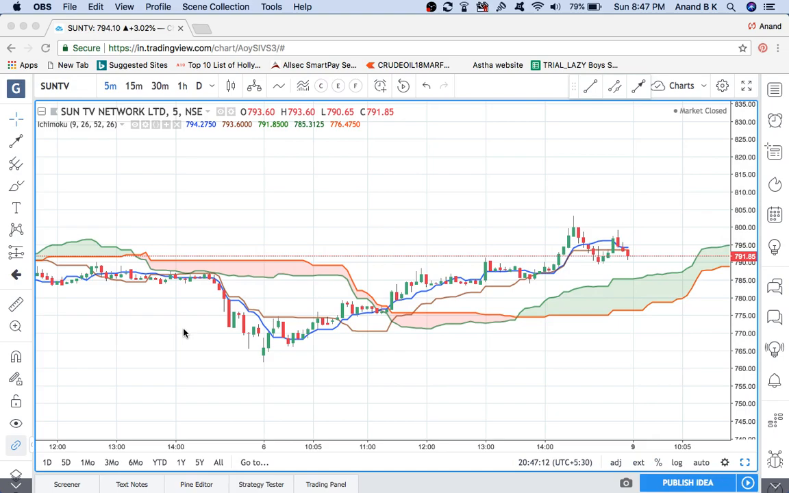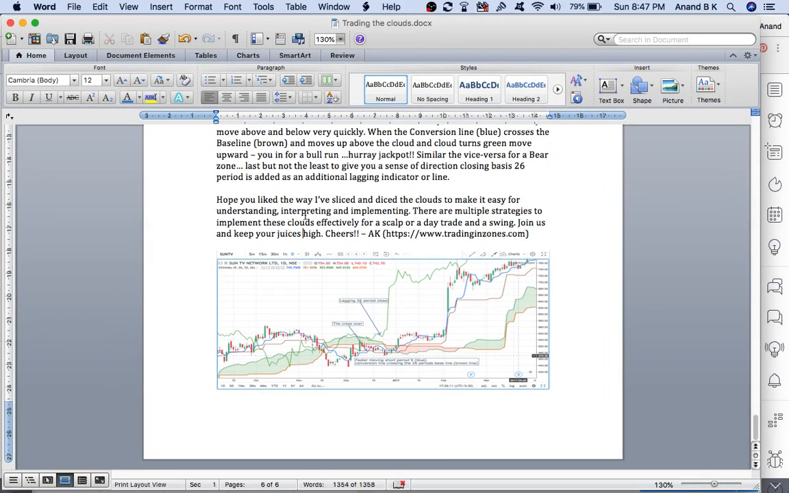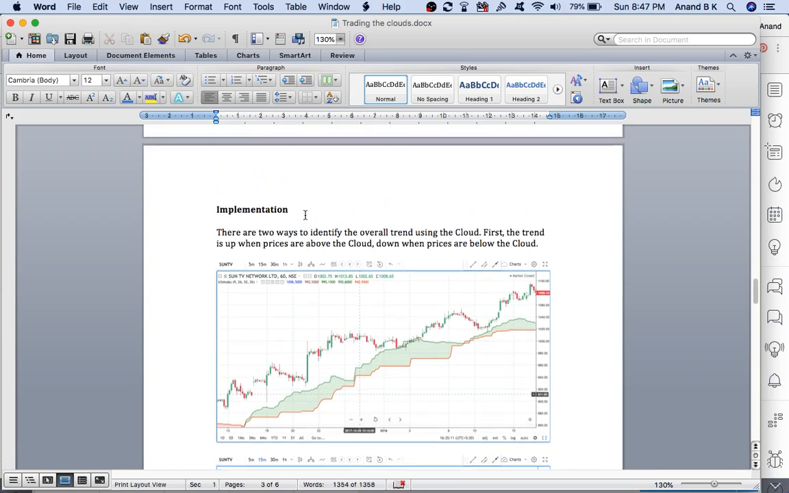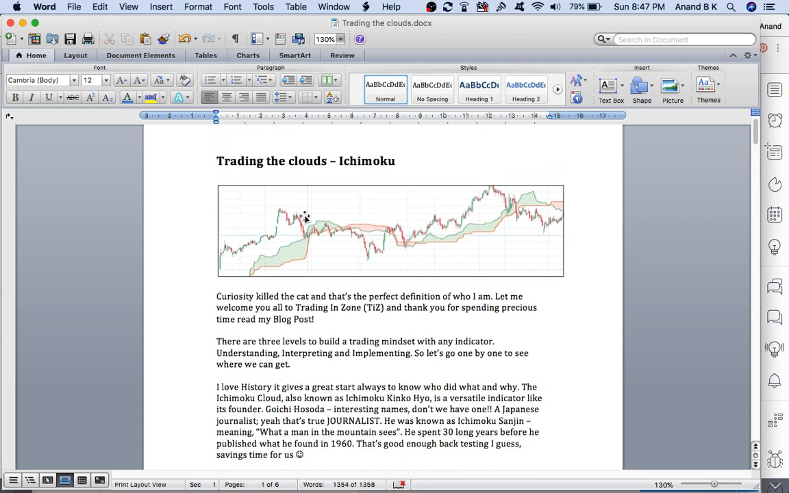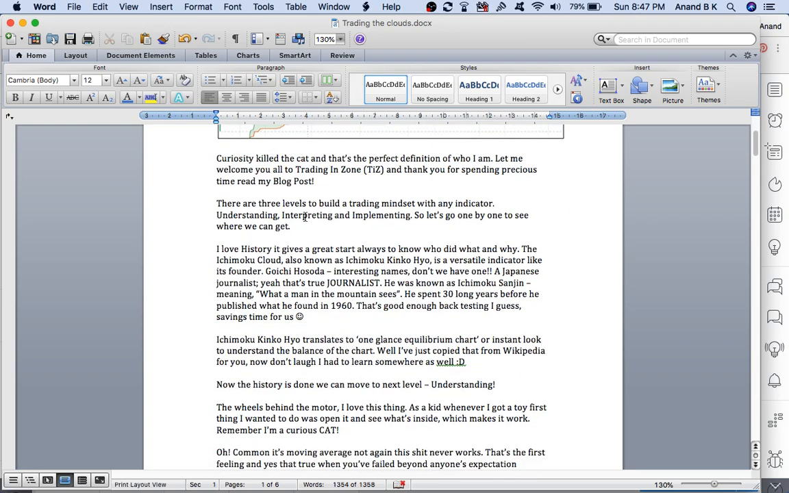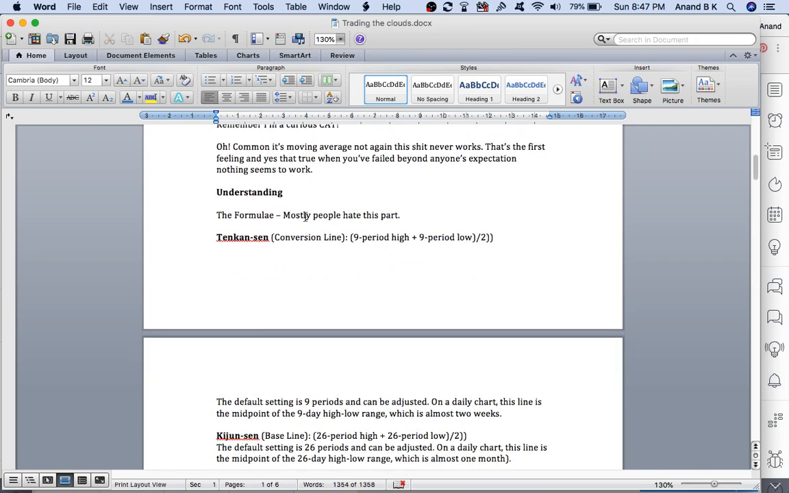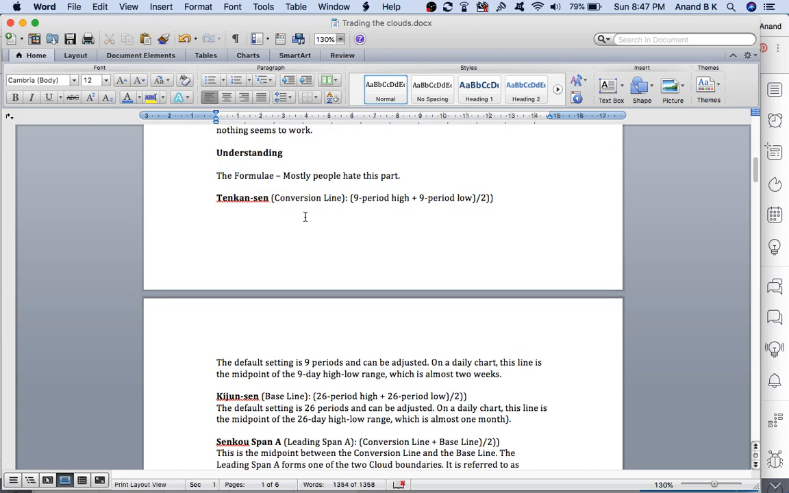Today, as part of our indicator series, we'll look at the Ichimoku indicator. I've gone through and made a good blog, which we'll be posting online on our website as well. So we'll quickly look at what this indicator does and how it really works. Let's head straight into the indicator without wasting too much time, understand how it works and what things we can really look at.